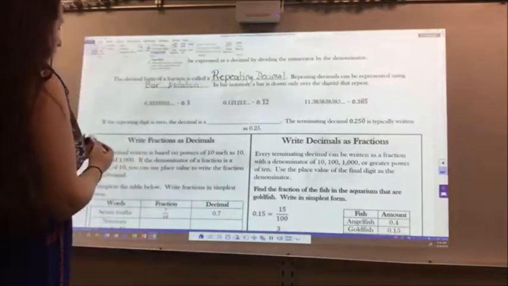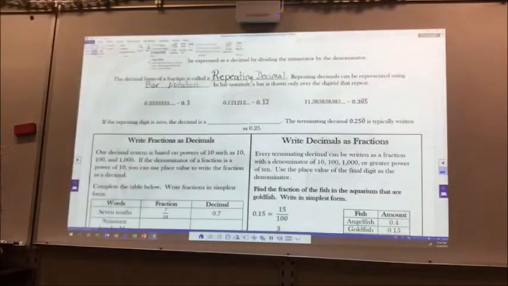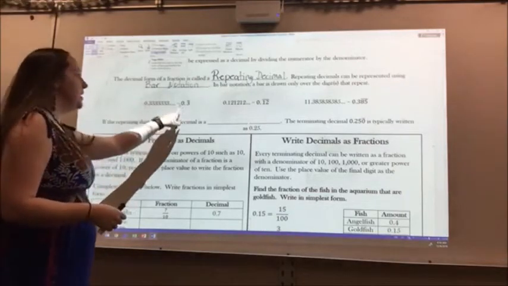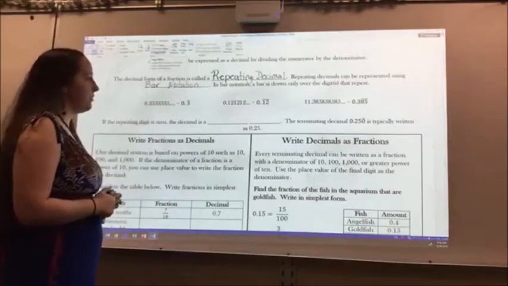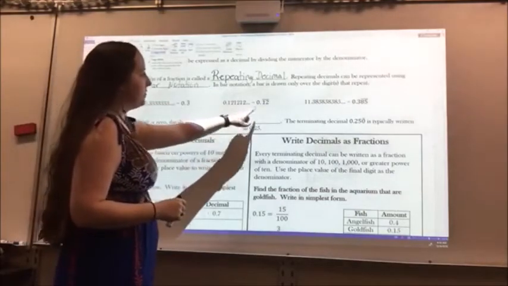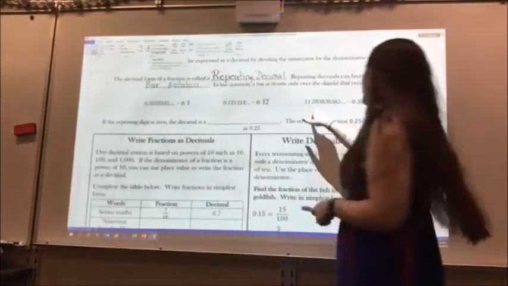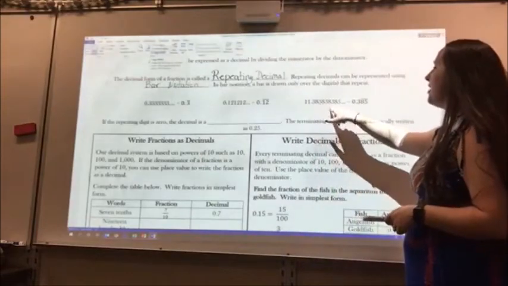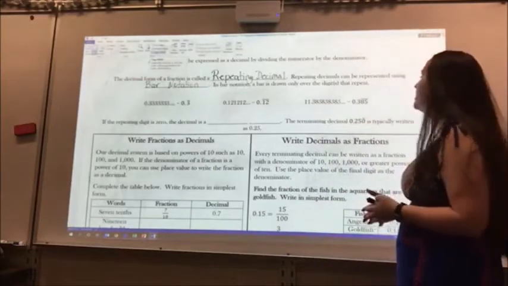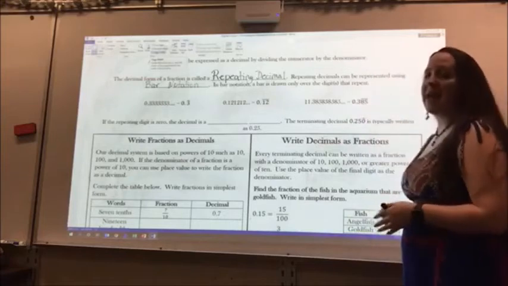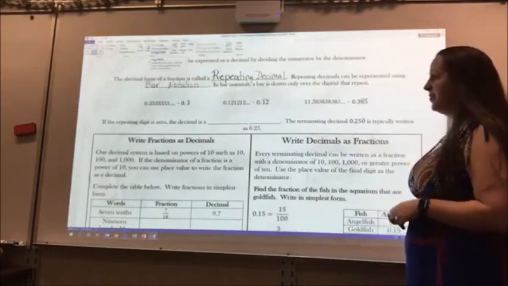So the decimal form of a fraction is called a repeating decimal. Repeating decimals can be represented using bar notation. In bar notation, a bar is drawn only over the digit or digits that repeat. So you can see 0.3 repeating has 0.3 with a bar over top of it. When 1, 2, 1, 2 repeats, the bar is drawn over 1 and 2, both of them. In this case, 11.385858, the 3 doesn't repeat, but the 8, 5 does. So the bar is drawn across the 8 and the 5, but not the 3.